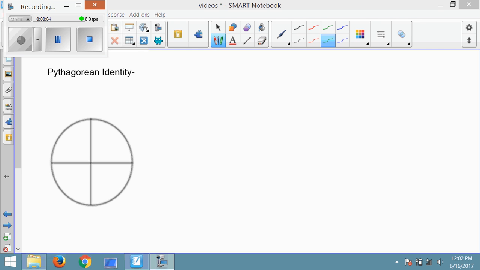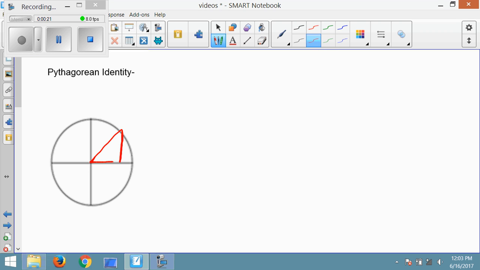You're going to learn about the Pythagorean identities. These are actually three of the very most used identities that we have. So go back to our unit circle.